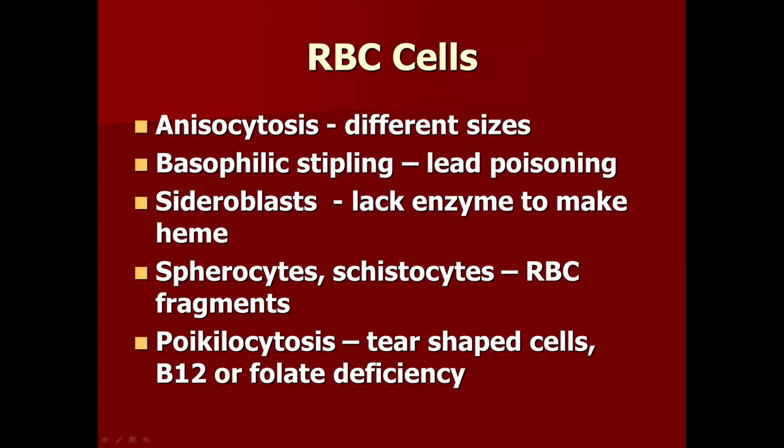You may also see spherocytes and schistocytes. These are red blood cell fragments. So when you think about red blood cell fragments, you should be thinking about a lysis. So could this be a mechanical heart valve? Not those manufactured ones, but one of those old mechanical valves. But something that's causing those red blood cells to fragment. Someone who has an implantable pump. And poikilocytosis. Poikilocytosis means that they have a number of tear-shaped cells. And you look for this in a B12 or a folate deficiency.